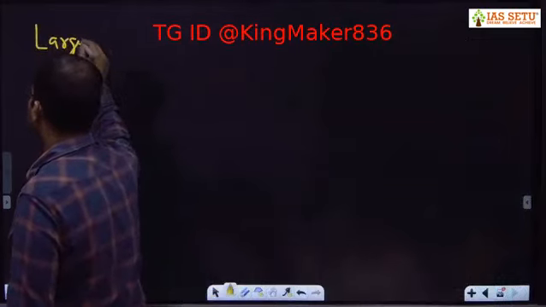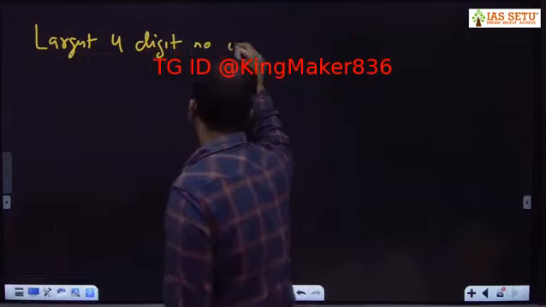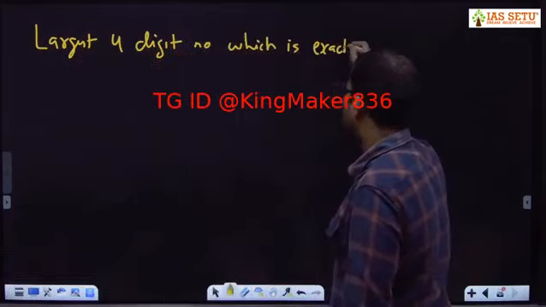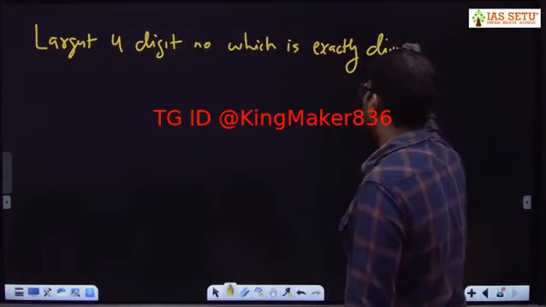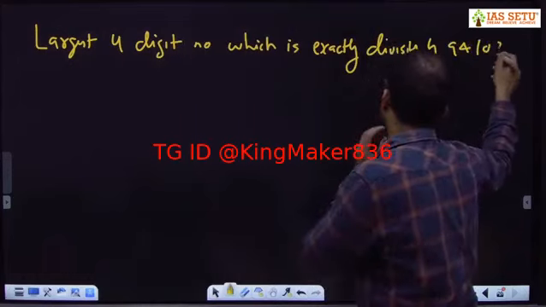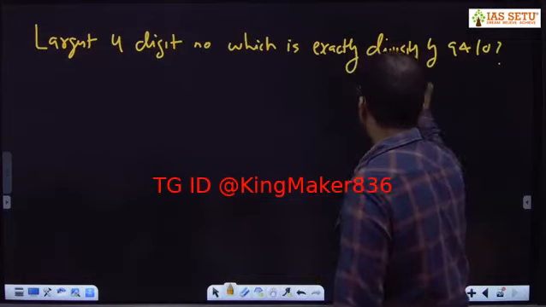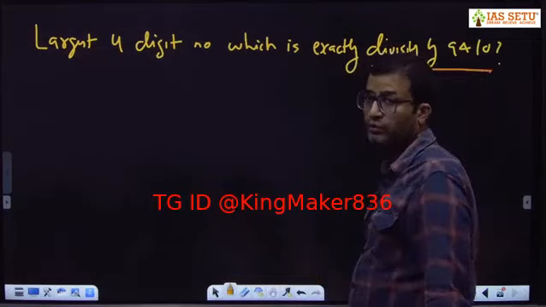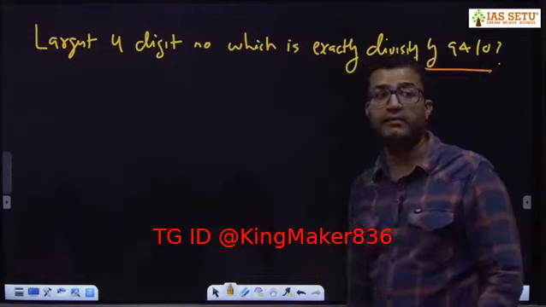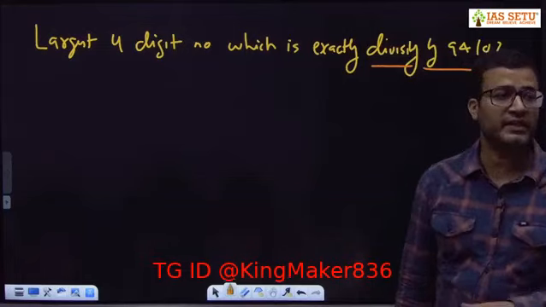Largest four-digit number which is exactly divisible by 9 and 10. Okay. So the word is divisible by 9 and 10. What are divisible by 9? 9, 18, multiples of 9. What are divisible by 10? Multiples of 10. So multiple means LCM. So what is the LCM of 9 and 10? 90.